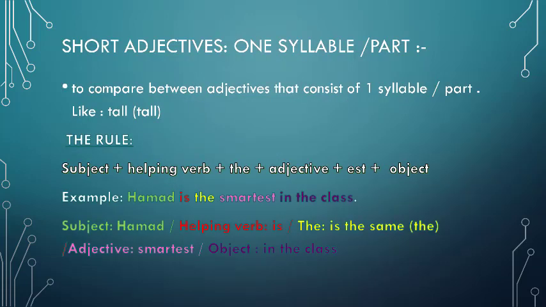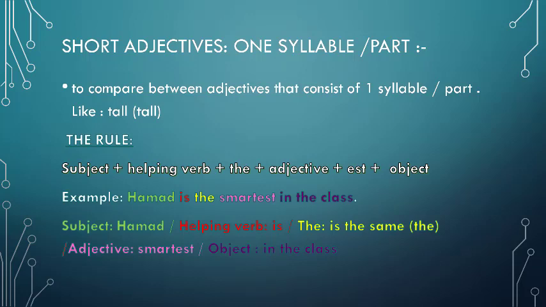Now let's move on to rule number 3, which is about using superlative in one syllable adjectives. To compare between adjectives that consist of one syllable in superlative, we use est, or we add est to the adjective. The rule says you have to start with a subject, then you add a helping verb, then the adjective, then you add est, and finally you put the object.